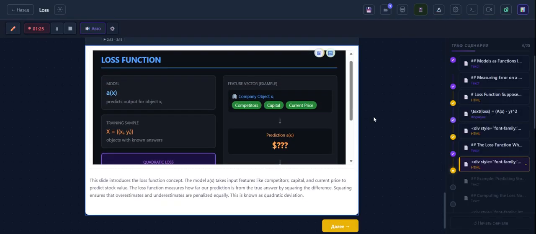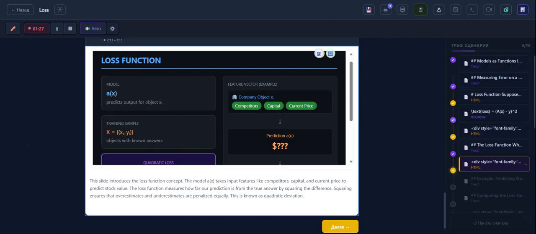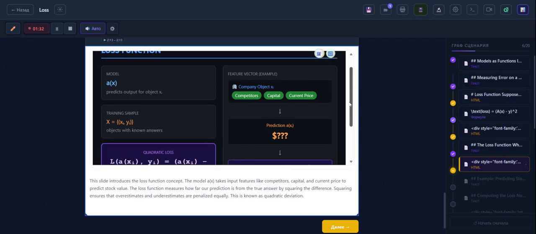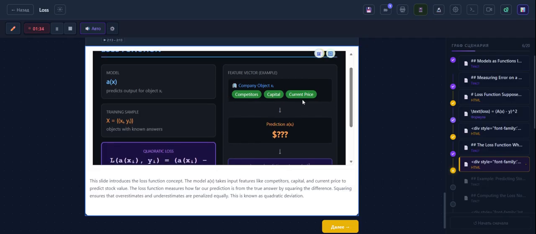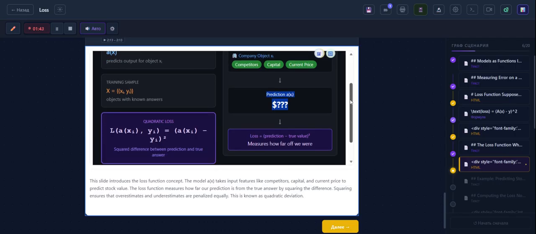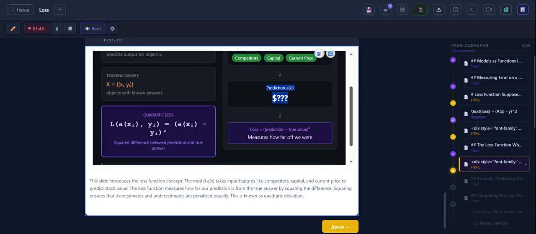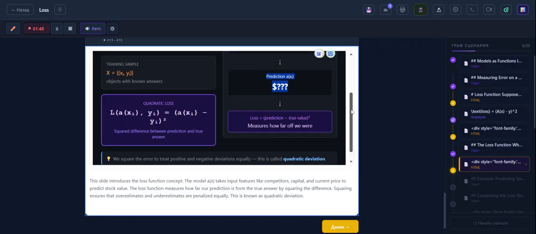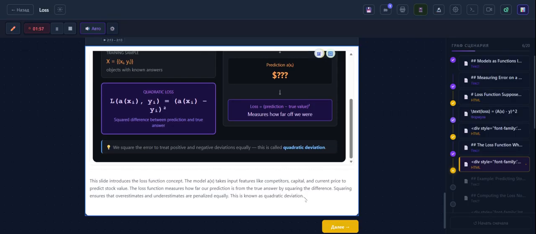We will take one example. Suppose we have a company and three features: competitors, capital, and card price. And we want to make a prediction of the price, how much this company will cost in 1 year. And suppose the 1 year passed, we got our true value, and also we did our predictions, and now we can see how far we went.